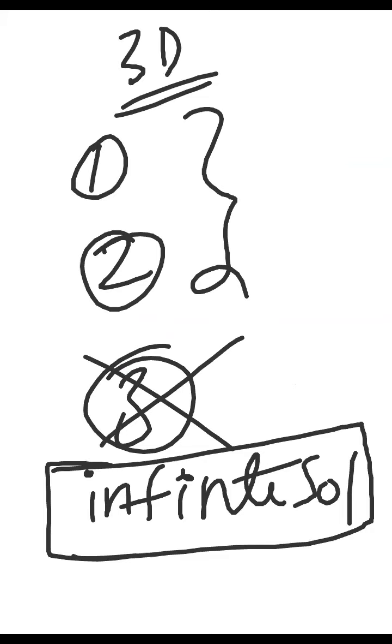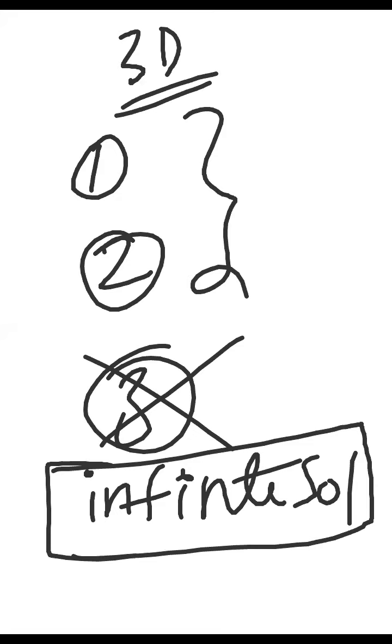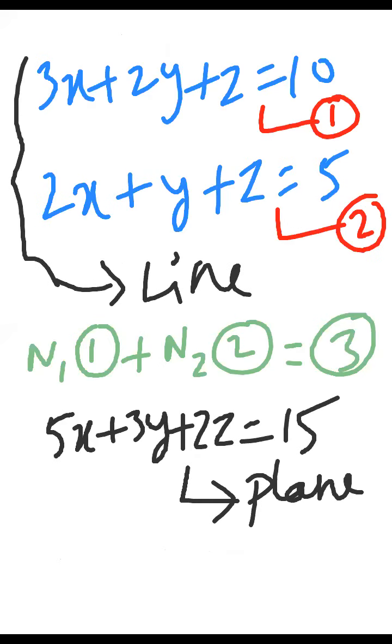Sir, one second, yes, the equation, sir. Just show me the equation, sir. The first equation is 3x plus 2y plus z equal to 10. Wait, madam, I will show. Yeah, okay, sir. 2x plus y plus z equal to 5.